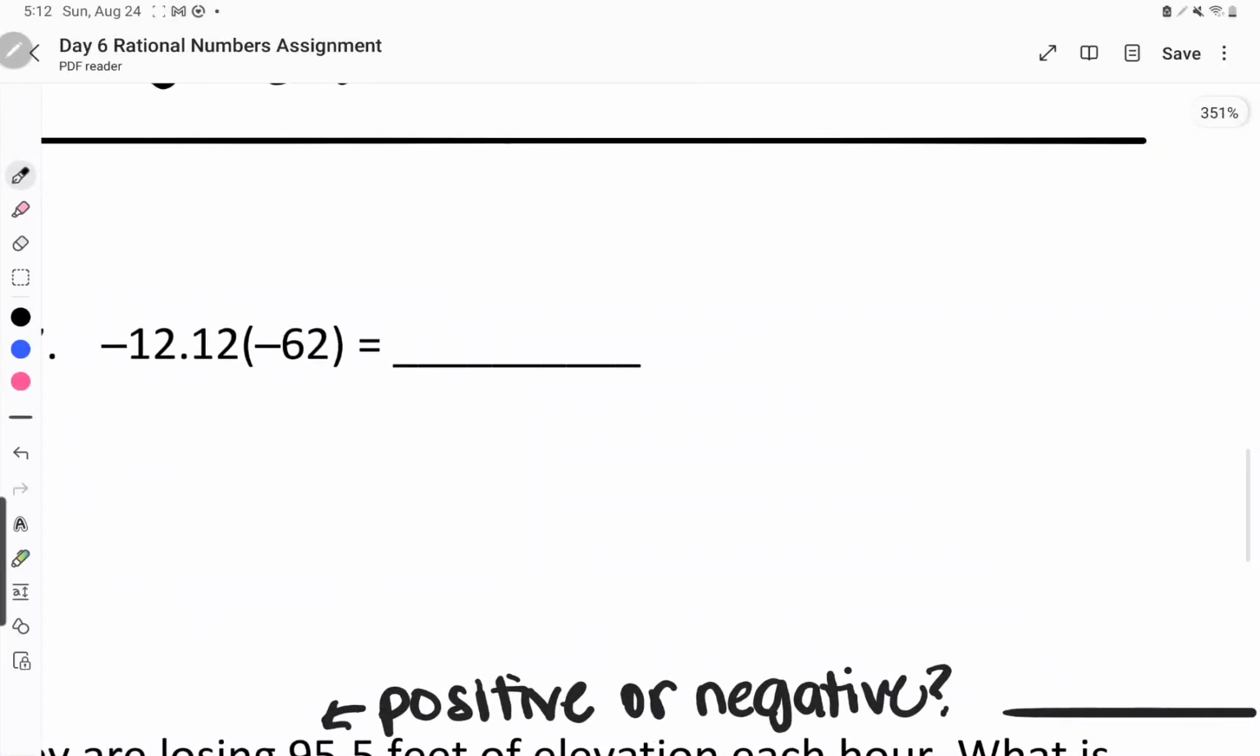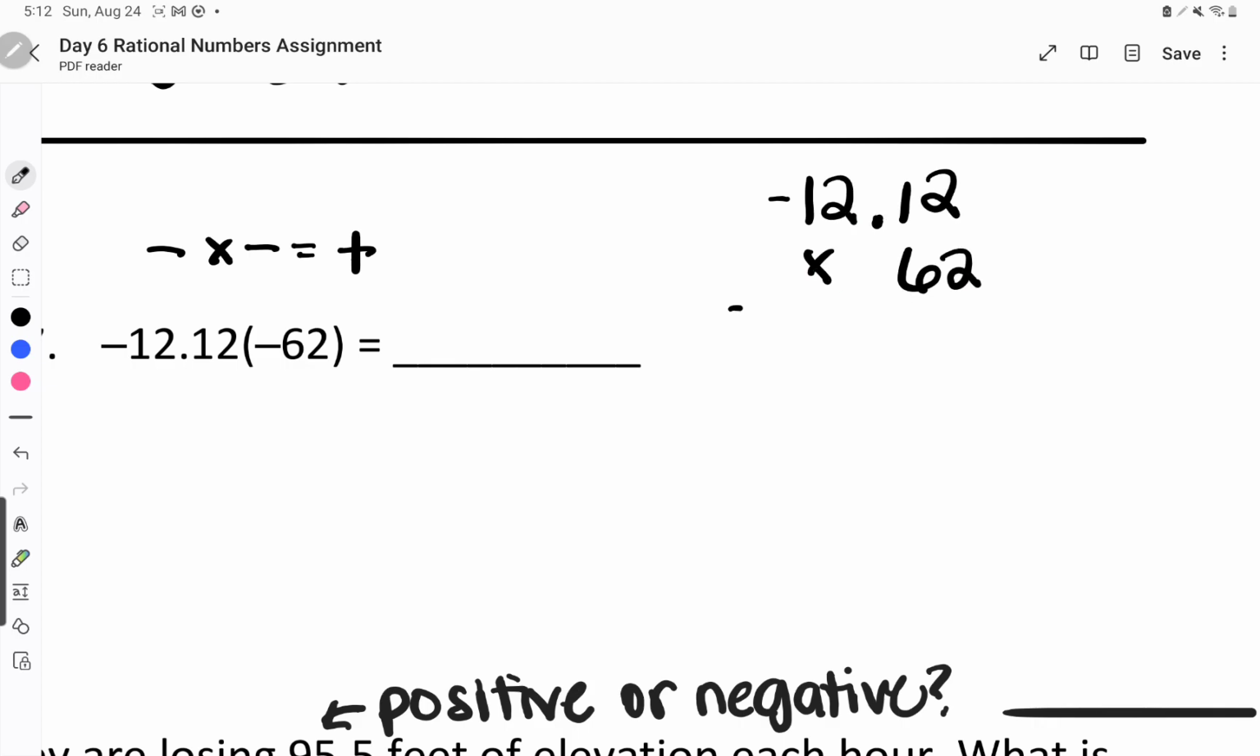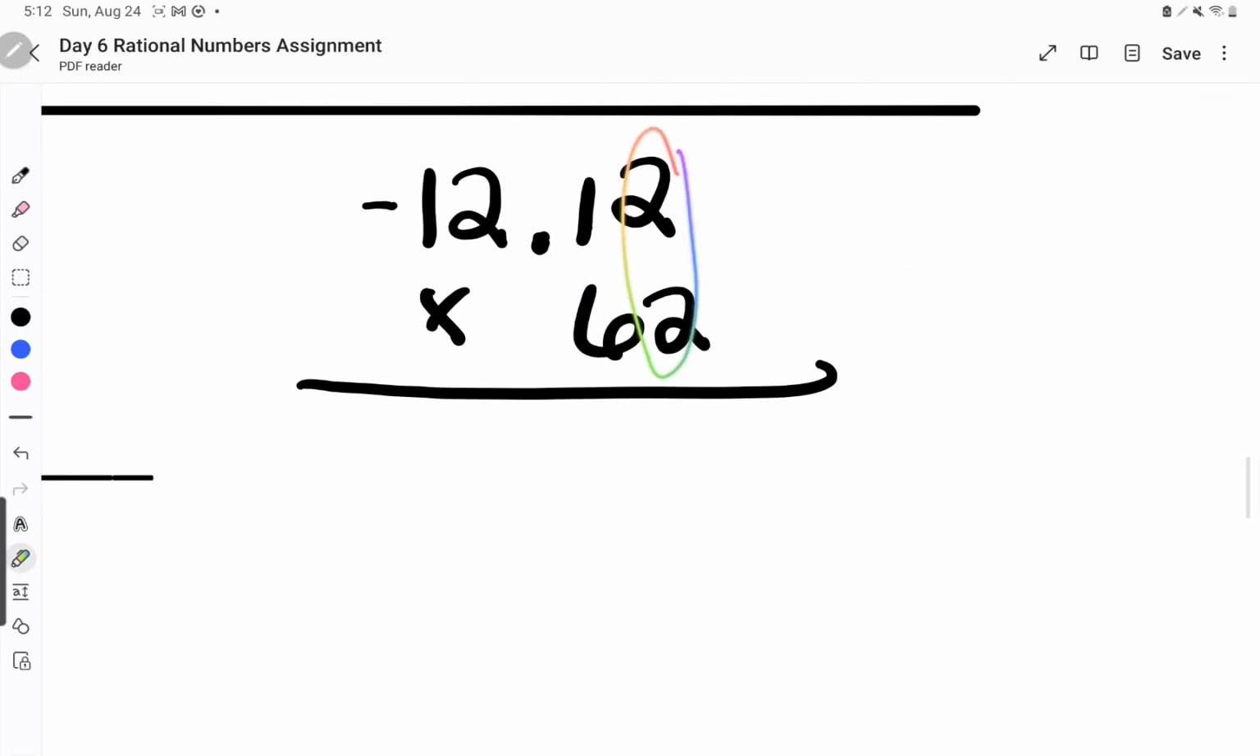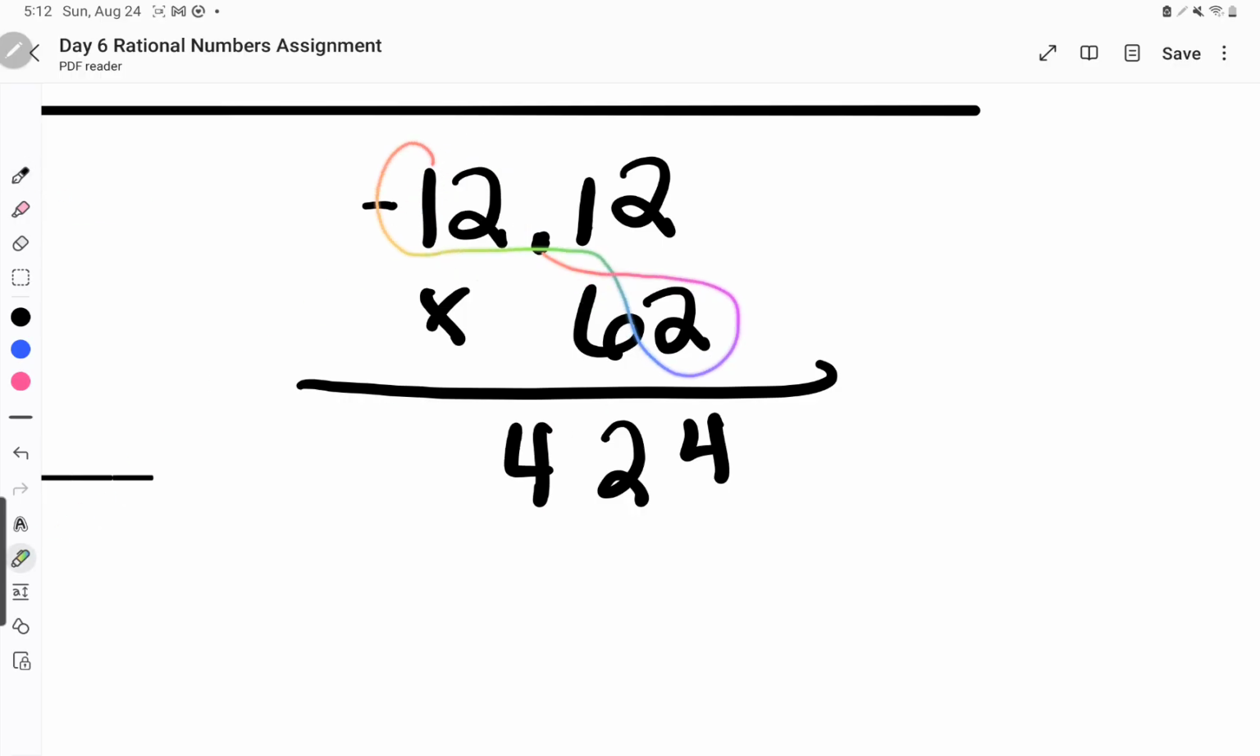Last one, we have negative 12.12 times negative 62. So I have a negative times a negative, and a negative times a negative gives me a positive. I start with my 2, so I have 2 times 2, which gives me 4. Then I have 1 times 2, and 1 times 2 gives me 2. Then I have 2 times 2, which gives me 4. And then I have 1 times 2, which gives me 2.